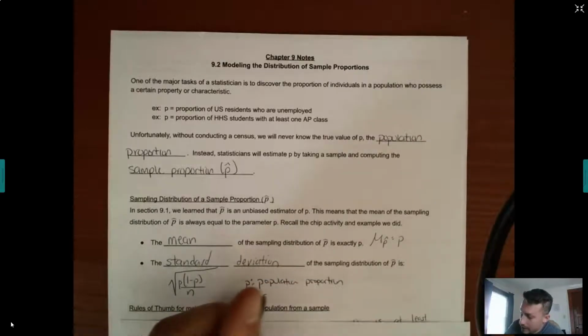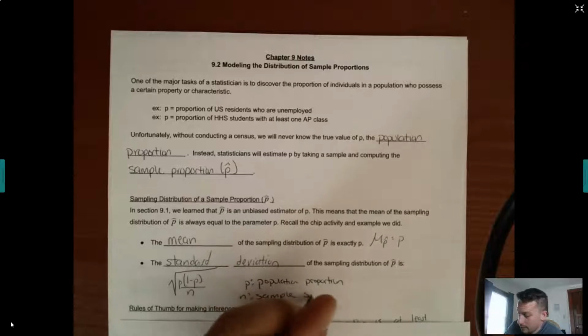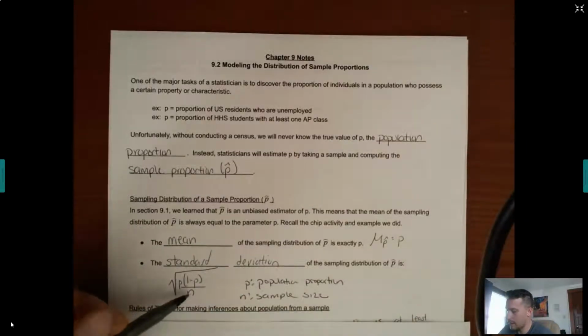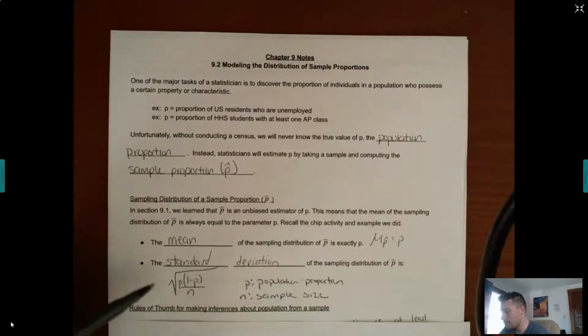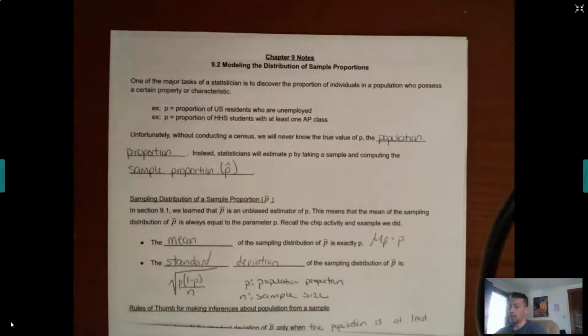N represents sample size. So we need the sample size and the entire population proportion, which isn't always going to be possible to figure out. So the whole goal here is we're going to be making inferences about a population from a sample. That is the goal of statistics: take an educated guess or an estimate about the entire population when you're only given a small piece of data, a sample.